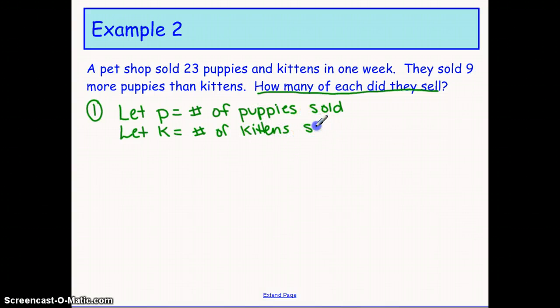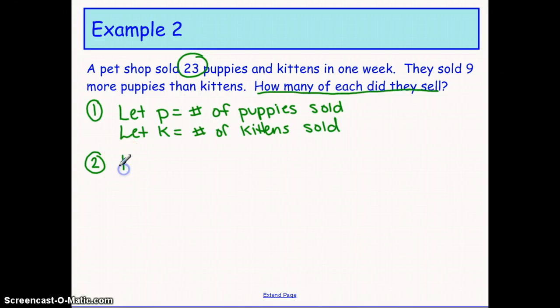So now we have two variables. And now we have to look into our problem and say, okay, what do we know about the way they're related? And so here's what we do know about the way they're related. First of all, we know the total number of pets, so that's the puppies and the kittens together. We know the total number is 23.